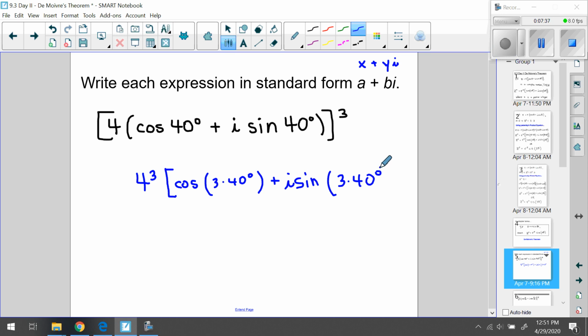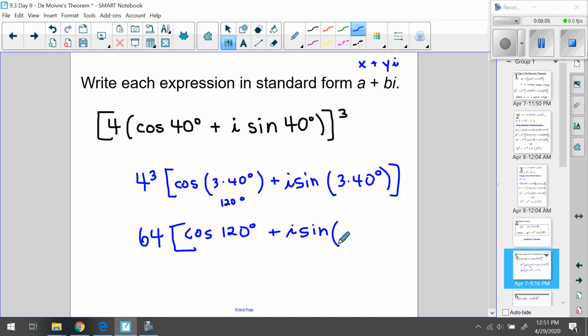And then we're just going to do a little simplifying. So 4 cubed is 64, and this will be 120 degrees. And so we want to go ahead and find those values. Here I'll show one extra step. So we're going to do cosine 120 plus i sine 120.